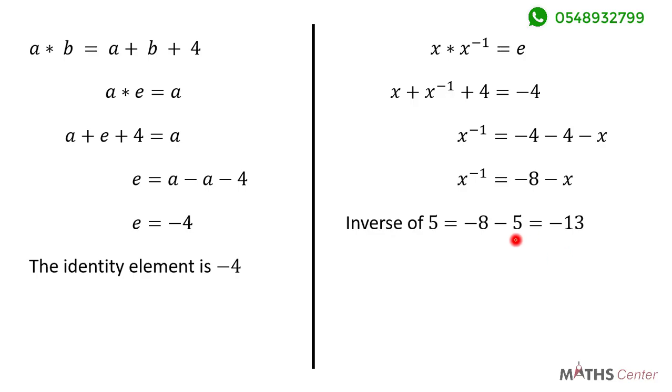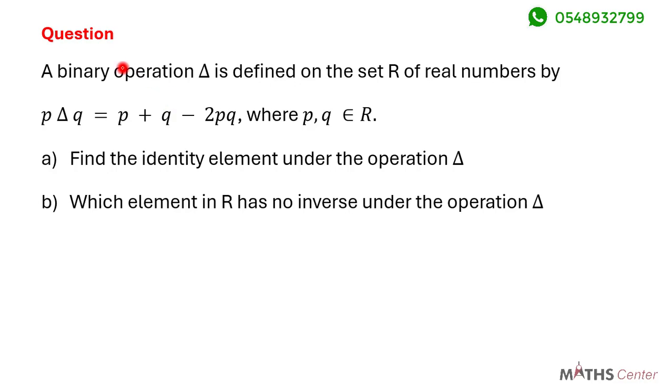Let's consider the next question. A binary operation delta is defined on the set R of real numbers by P delta Q is equal to P plus Q minus 2PQ, where P and Q belong to R. A. Find the identity element under the operation delta. B. Which element in R has no inverse under the operation delta?